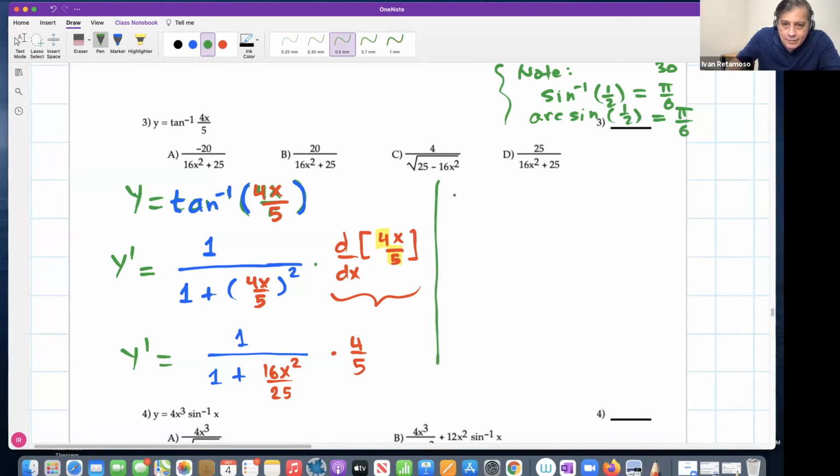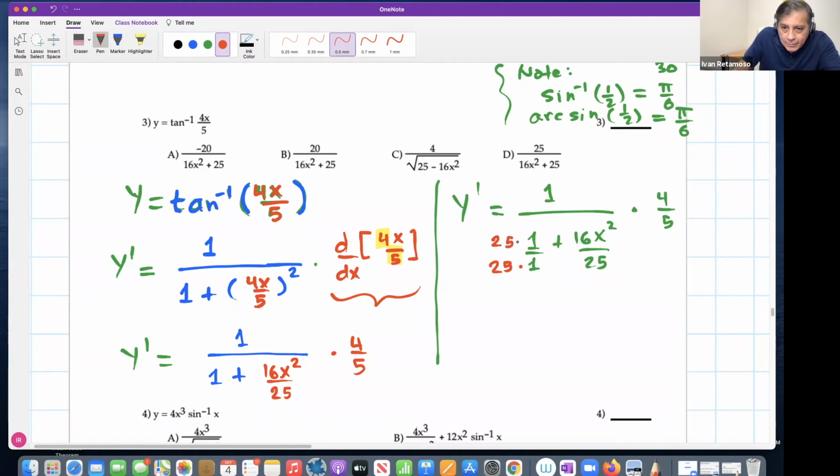Now, the derivative y prime will be equal to what? 1 over 1 plus, notice that this 1 is the same as 1 over 1, and that I have to add to 16x squared over 25, and all this multiplied by 4 over 5. But now, notice, guys, 1 and 25 have LCD 25, so you multiply numerator and denominator by 25, and you get this nice expression.